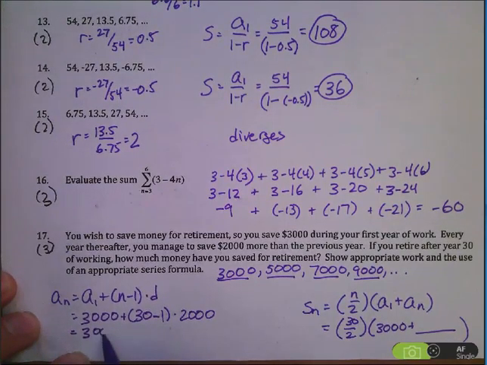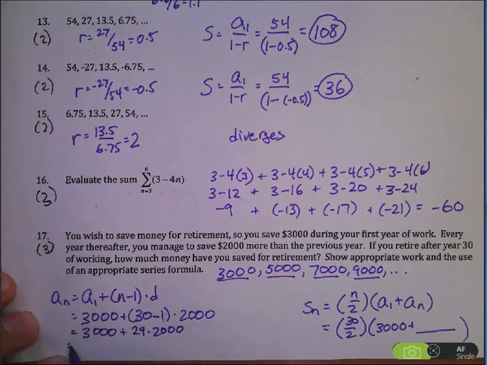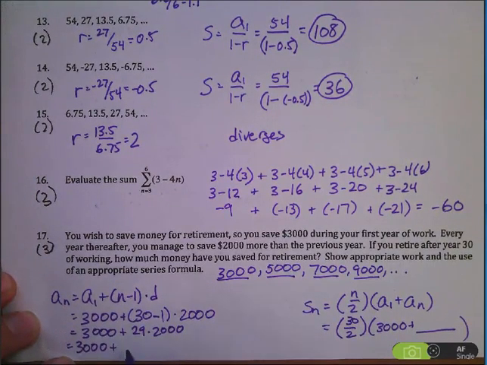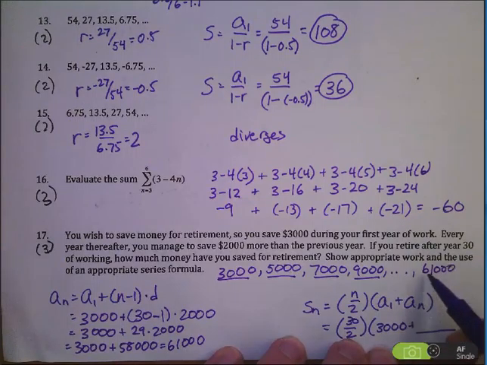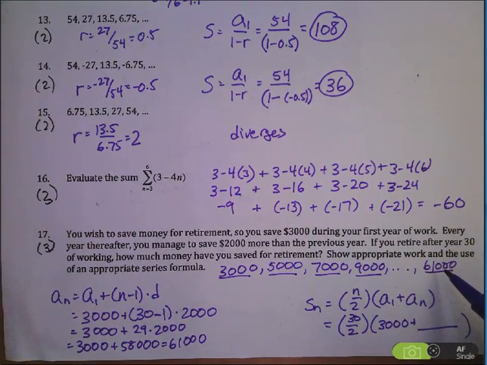If you simplify this, you're going to get 3,000 plus 29 times 2,000. That's equal to 3,000 plus 58,000, which equals 61,000. So that's how much money you save during the 30th year of your working. You've actually saved 61,000 during that year. That's a lot of money to save for 1 year.